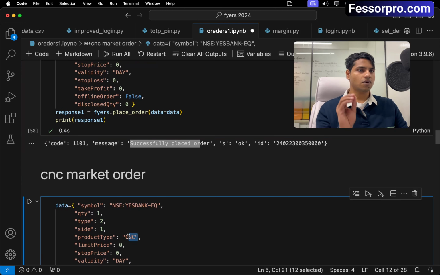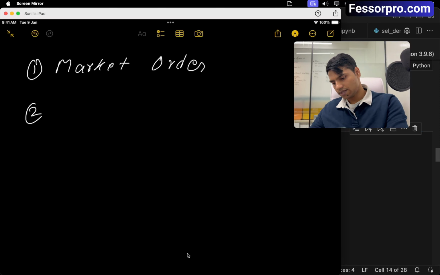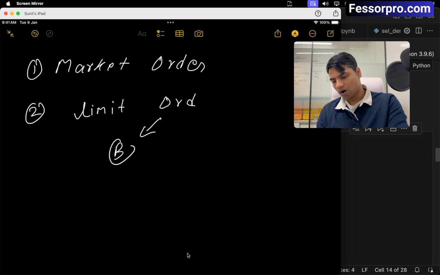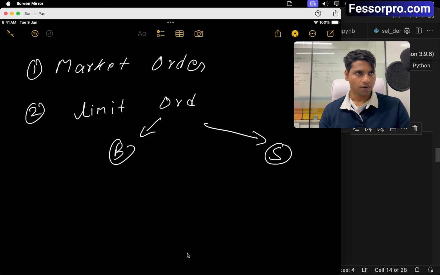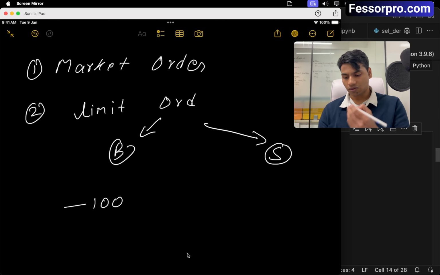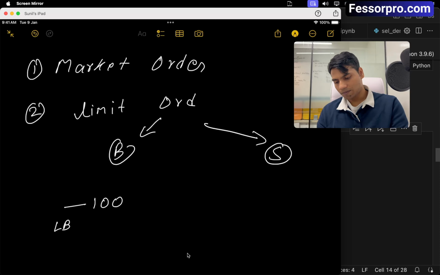Now the next type of order is limit order. Now let me explain you a little bit about limit order. So first is very easy. Second is the limit order. Now in limit, you would either be buying or you would be selling. Okay. Now let's say the price of the stock is 100 and you want to buy the stock. So this limit buy order should be less than 100. That is anything less than 100, let's say 98.